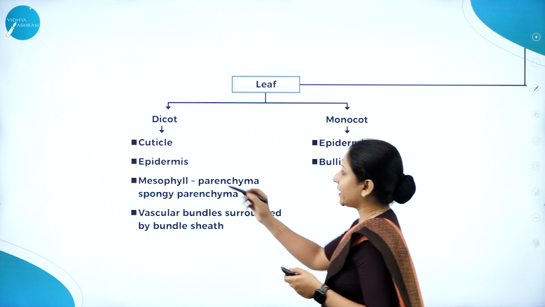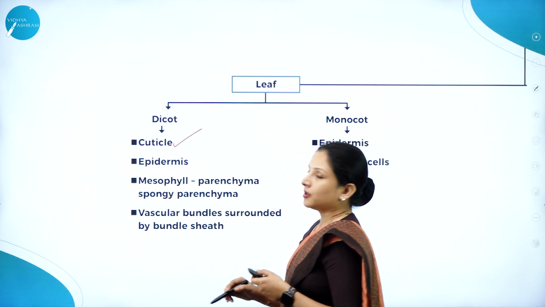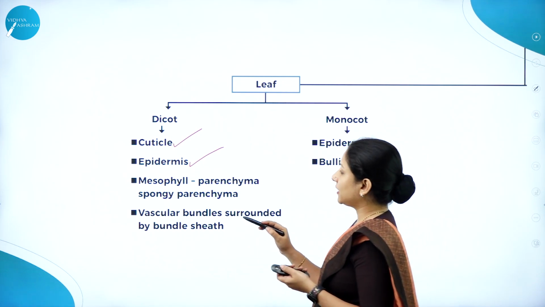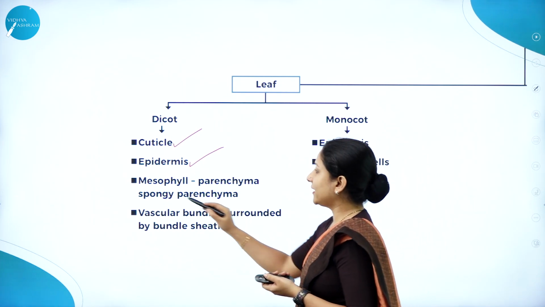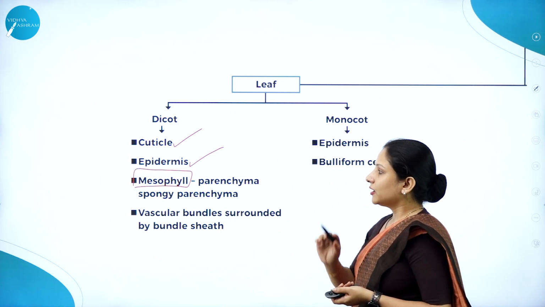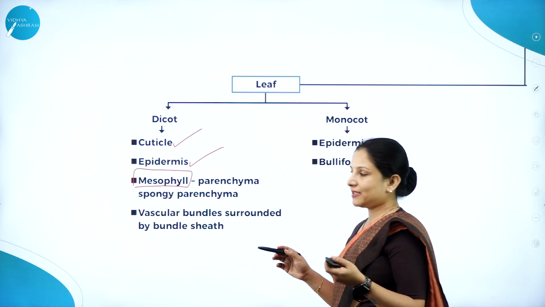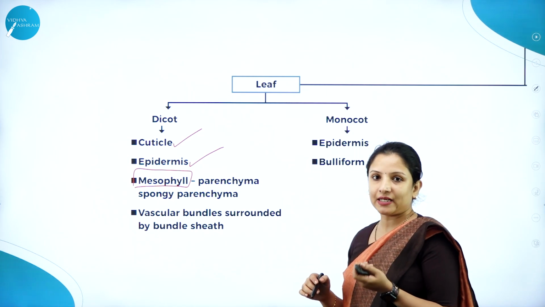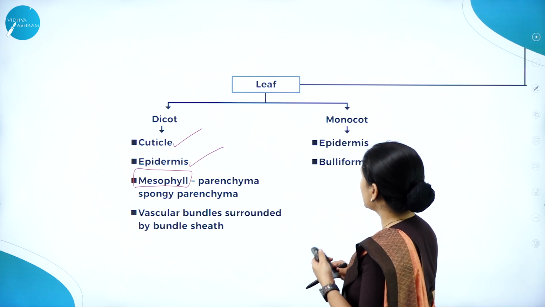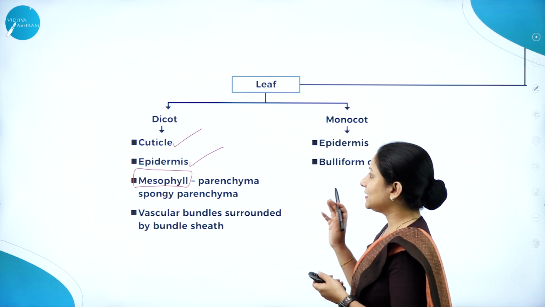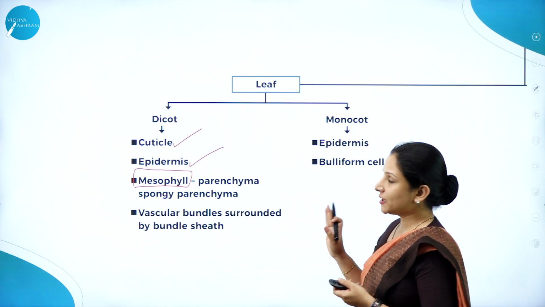So dicot leaf, they have cuticle, and below the cuticle is present the epidermis. Then they have the layer of parenchymatous cells, and that region is called the mesophyll. In the mesophyll, they have parenchyma cells, wherein they have spongy parenchyma as well as palisade parenchyma present, and the vascular bundles are surrounded by a bundle sheath. These are the characteristics of the dicot leaf.